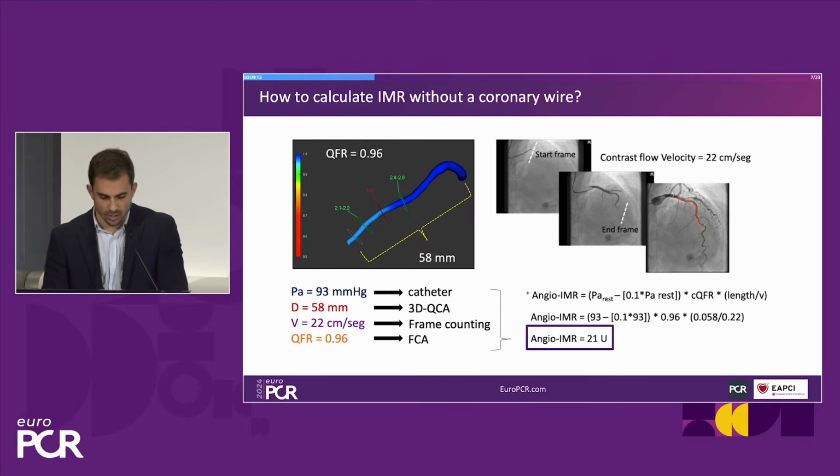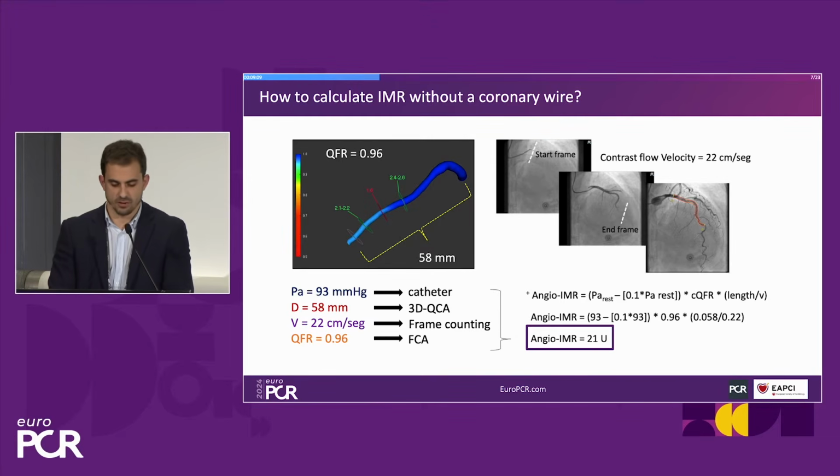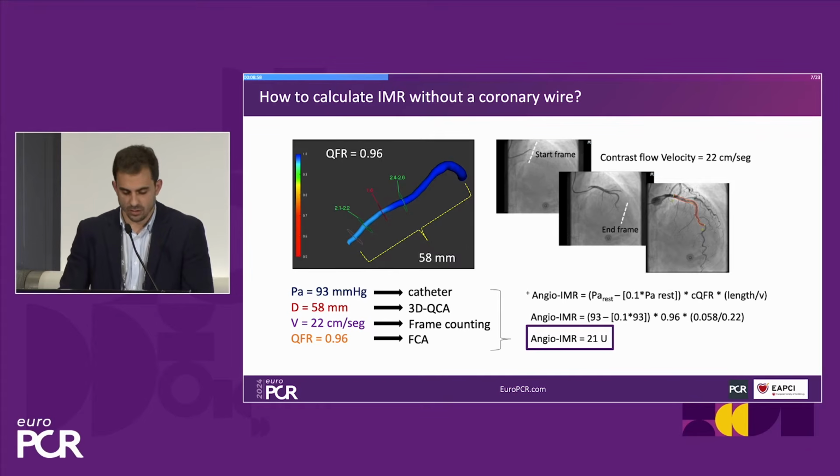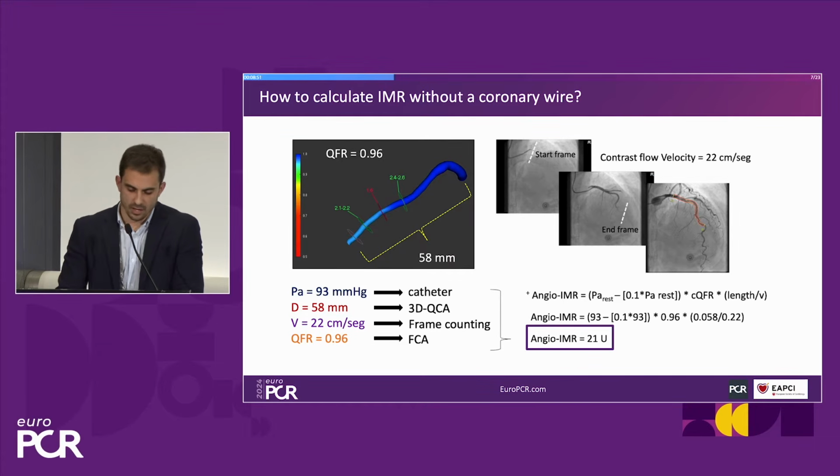This is an example. If we are dealing with this vessel and we know that arterial pressure is 93 millimeters of mercury, for example, simply by our catheter, we know the distance we are assessing in this vessel by QCA is 58 millimeters, and by frame counting, we know that the velocity of the flow is 22 centimeters per second, and QFR is 0.96. After applying the formula, we can get an angio-IMR of 21 units.